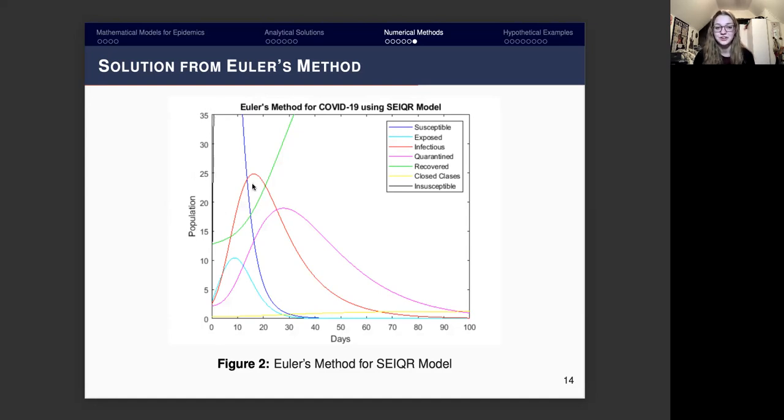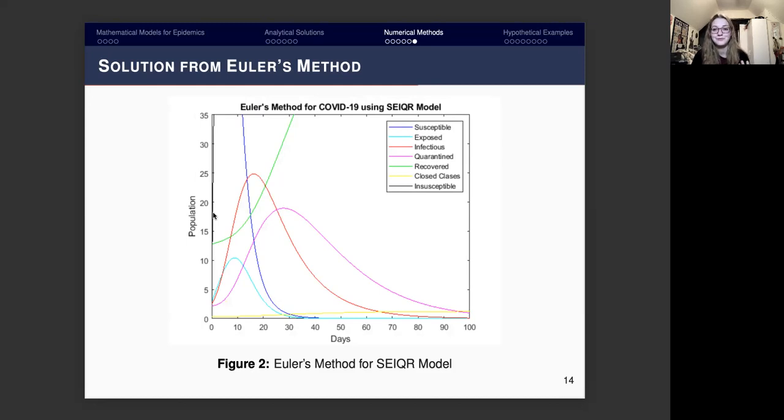This is a zoomed in graph so that we can focus on our susceptible, infectious, exposed, and quarantine populations. We can see that our peak for our infectious population is just around 25 million, and our peak for our exposed population is around 10 million, and our peak for our quarantine population is just between 15 and 20 million.